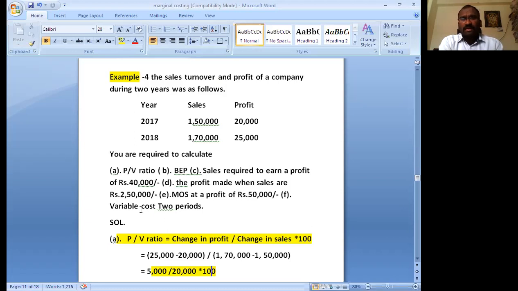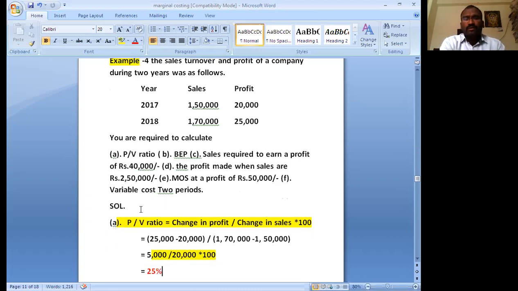So now first I will explain the PV ratio. In PV ratio, here the formula will be different. Previously you used the PV ratio formula contribution divided by sales into 100. That formula is for normal, 1 year information. Now here 2 years information is given, so you use the PV ratio as change in profit divided by change in sales into 100. Change in profit means the difference of the 2 years profit.